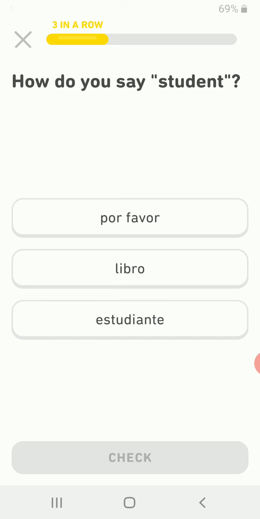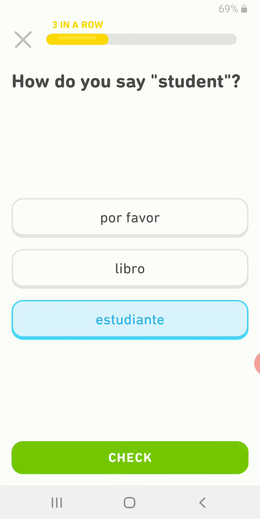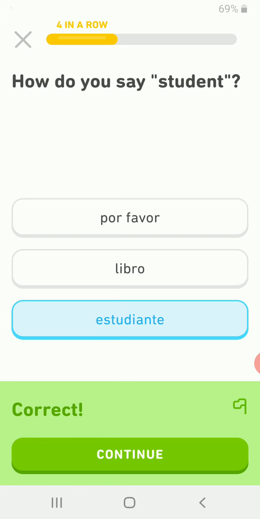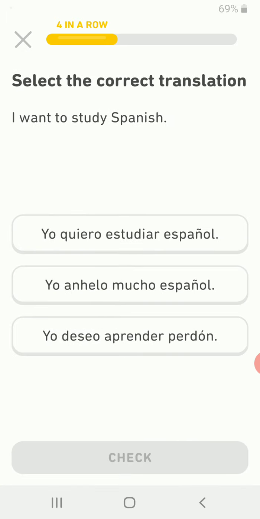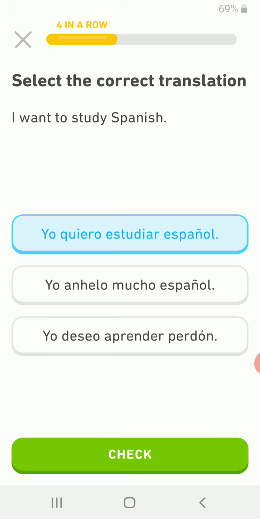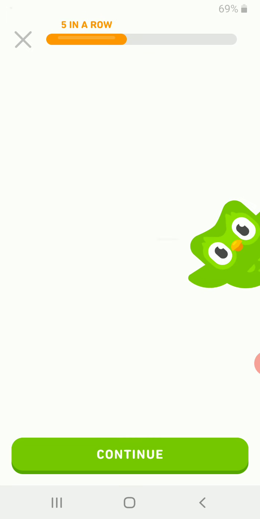And how do you say student? Estudiante. Por favor is please and libro is book. And select the correct translation here. I want to study Spanish. Yo quiero estudiar español.